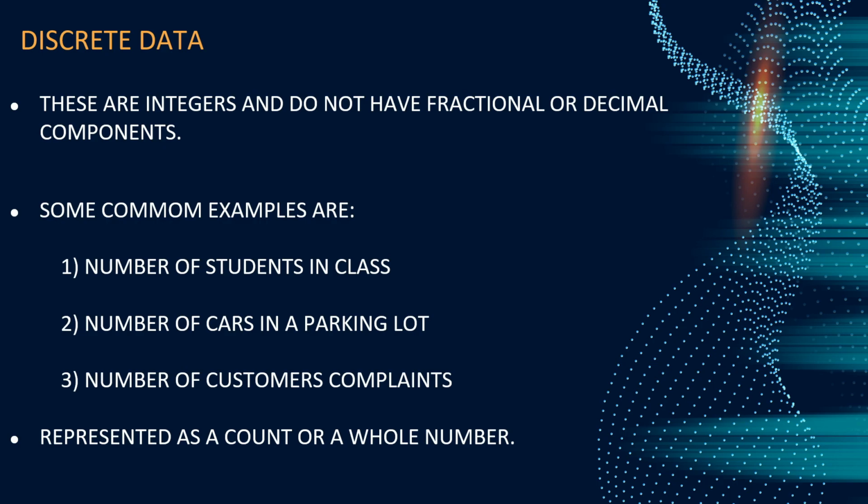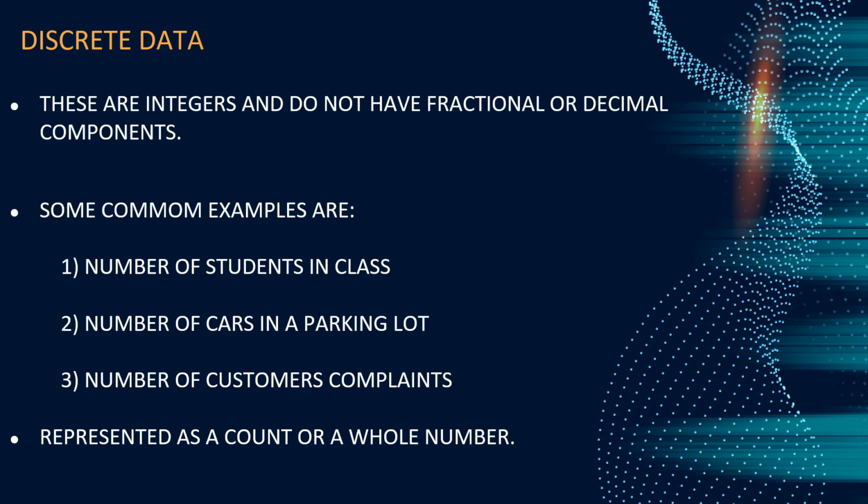So let us see some of the examples of discrete data. First one is number of students in that class. You can't have a fraction of a student. It is a whole number. So next one is number of cars in a parking lot. So you can't have half a car. So these all are discrete data.